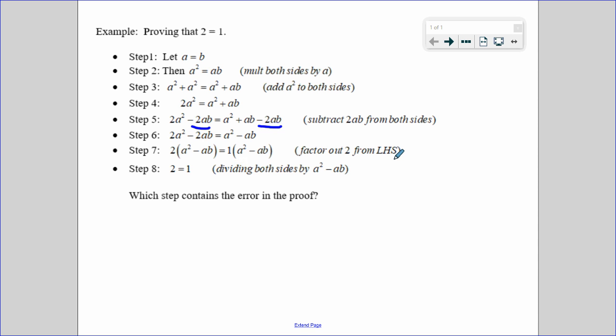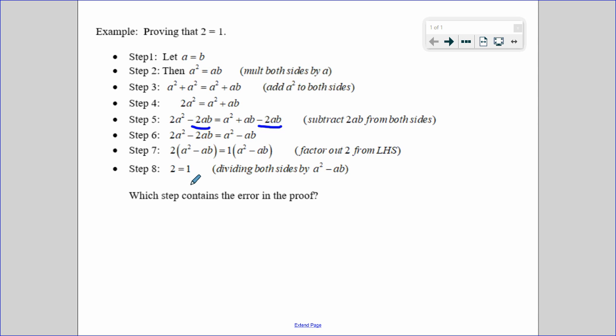And then step 7, the step given to us was factor out 2 from the left-hand side. That's LHS, left-hand side. So we factored out 2 from all of this. And that 2 is as a greatest common factor in front of the brackets. This one here, if you were to make it look similar, throw it in brackets, put a 1 in front. And then the following step, so going from step 7 to step 8, as you see in the brackets here, you are dividing through by A squared minus AB.